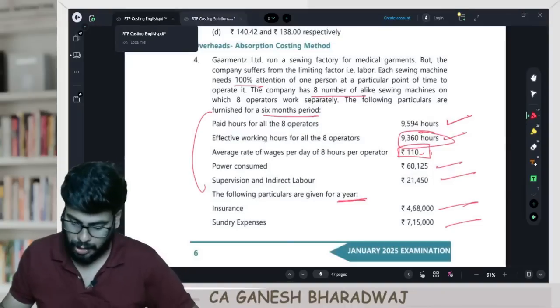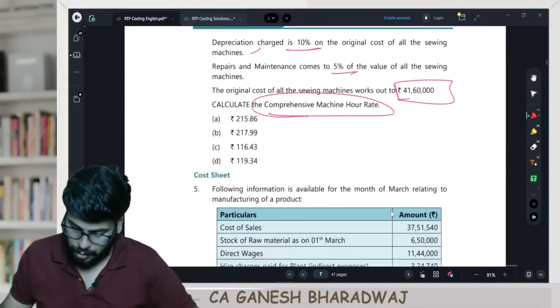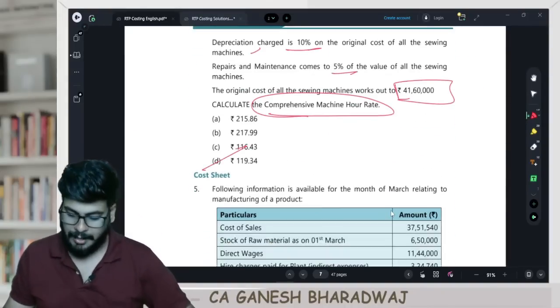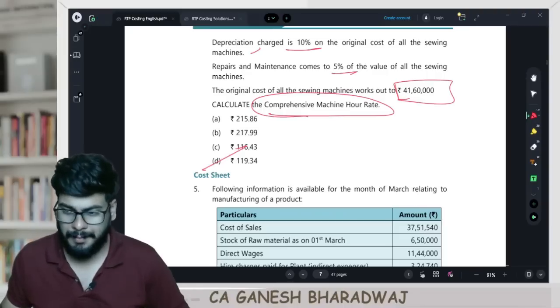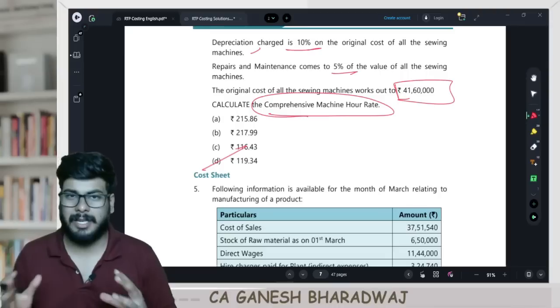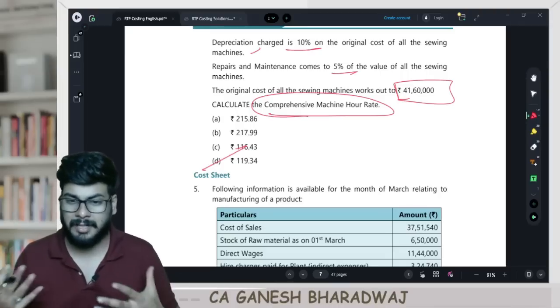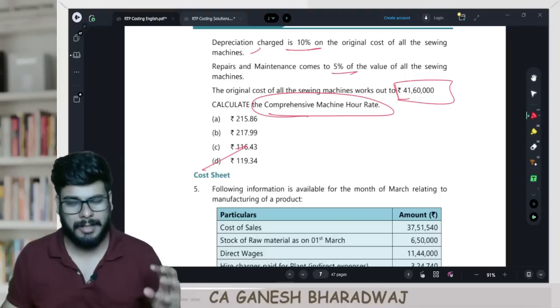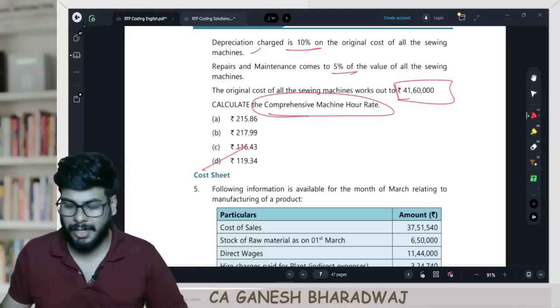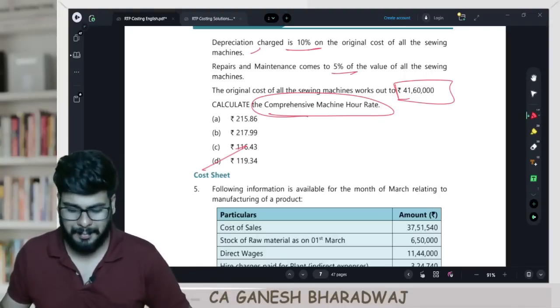So that brings you to option D. Right, so option D, that's going to be 119.3. Are you clear with this? Fine, that's about the sum. It's a very small question, and this is basically on comprehensive machine hour rate. I don't think there are many riders. In fact, the institute study material sum had a little bit of complexities. This one was straightforward, right? So with this, let's move on to the next one.